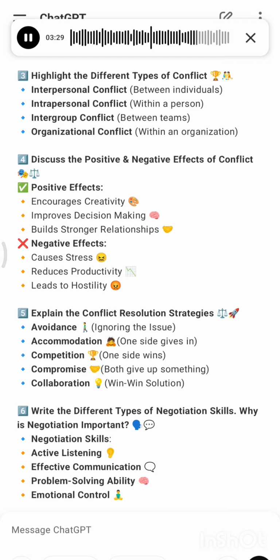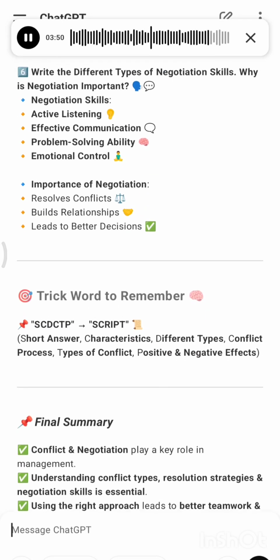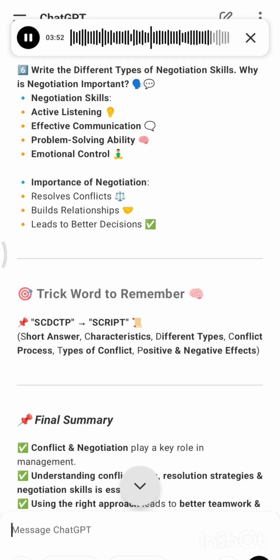6. Write the different types of negotiation skills. Why is negotiation important? Negotiation skills: effective communication, problem-solving ability, emotional control. Importance of negotiation: resolves conflicts, builds relationships, leads to better decisions.